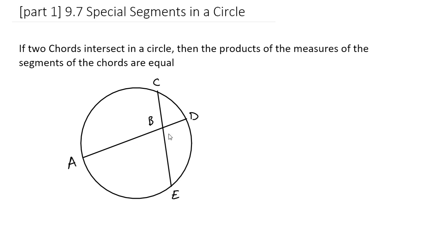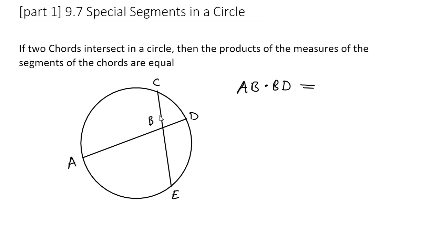So we have two chords over here, AD and CE. So we can break it up into two different chords. The first one, AD, I can break into AB and BD. So we're saying that if we multiply those, then that is going to be equal to the product of the segments of the other chord.